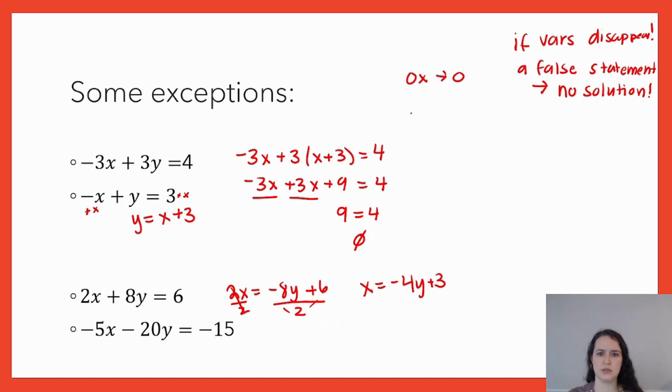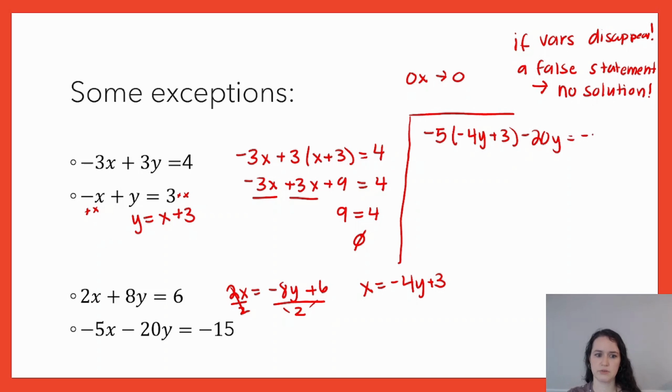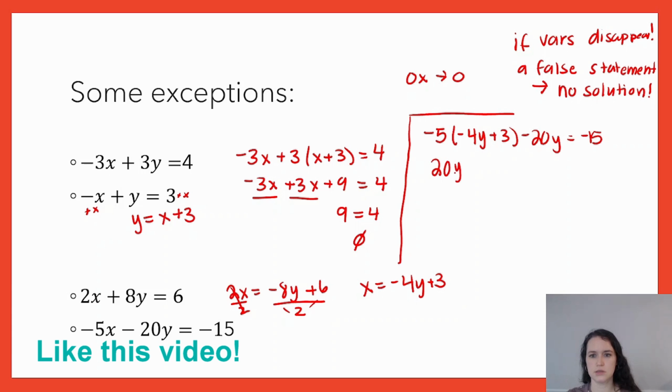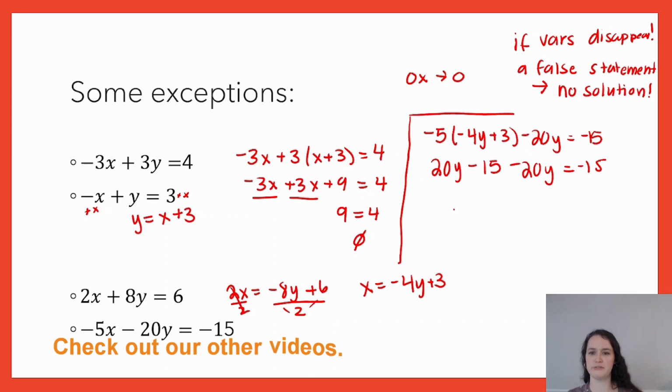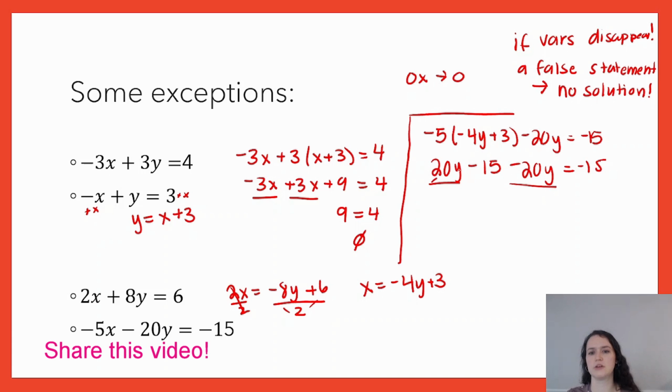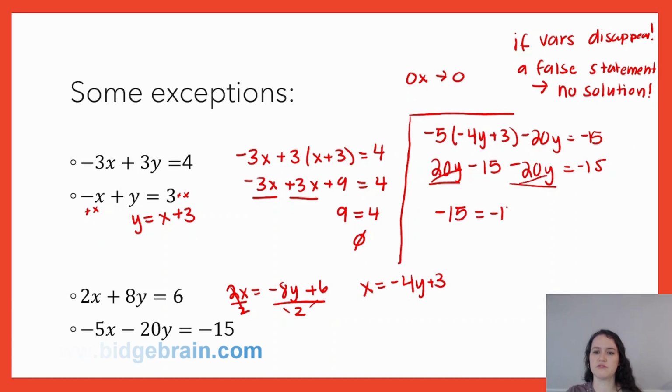All right, let me plug this in. Here, I'm going to do this over here. Negative 5 times negative 4y plus 3 minus 20y equals negative 15. That 5's in a different font too. I'll put hidden Easter eggs in here and you can see what's weird. All right, so I've just distributed my negative 5, right? Let's clean this up. I have 20y minus 20y. Uh-oh, there's my variables disappearing, right? And these are the exceptions, so we're expecting this. You get negative 15 equals negative 15.